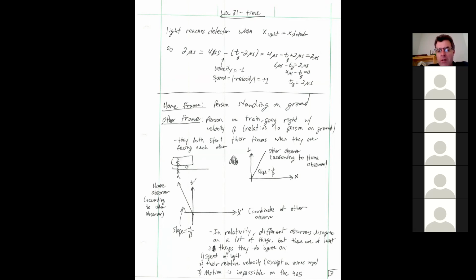And this is usually the case. Sometimes we'll flip things around. So the other frame would be someone on a train, and they're going right with respect to the person on the ground. We're going to call their velocity beta. Beta is just a common symbol for velocity in relativity. Don't ask me why. And we're going to usually say that the other frame is moving to the right because that way we have positive numbers, not negative numbers, which make it easier to make mistakes. So the other observer, according to someone in the home frame, their world line looks like this, and the slope is 1 over beta. Conversely, even though I said that we're going to often talk about things from the home frame perspective, as far as the person on the train is concerned, if they're going at a constant velocity and moving smoothly, they don't feel any jerking or shaking, they think they're standing still, and everyone else is moving.